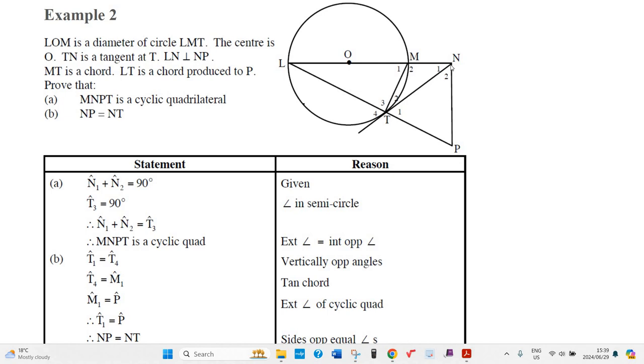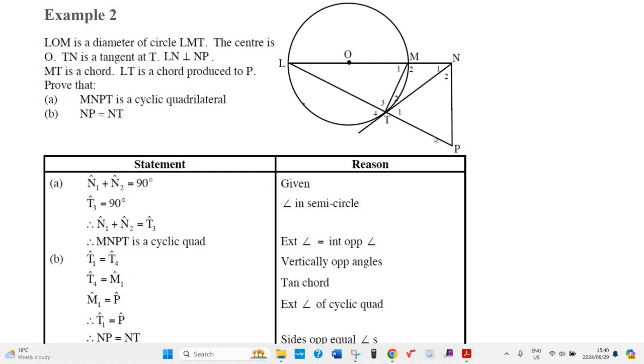That NP equals NT. Well, that would mean these two angles have to be equal somehow. Well, this angle here, P, has to equal this angle here, M1. But then M1's connected here because that's a tangent, the angle between a tangent and a chord. And this T1, how is it connected? Vertically opposite angles. Now I might write in some of these things. I know this equals this because of vertically opposite. This equals this because of the tan chord theorem. This equals this. And now I've done it.